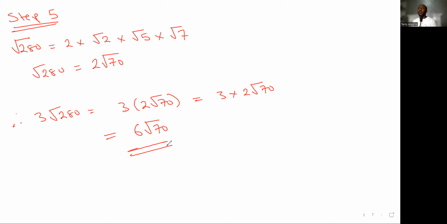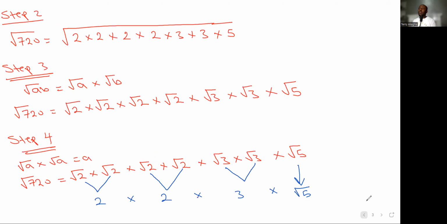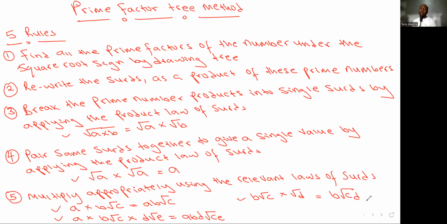The next video, we'll be talking about the second method, which is the square number factor method, which is what most students use. But like I said, you can use the prime factor method if you're not sure. Okay, you can use any of these 5 steps. You find out the prime factor of the number under the square root sign, you rewrite it, you break it down, you pair, and then you multiply. All right, so I'll see you in the next video where we talk about the square number factor method and how to simplify surds. And after that, we'll now go to the next section of solving some questions on it.